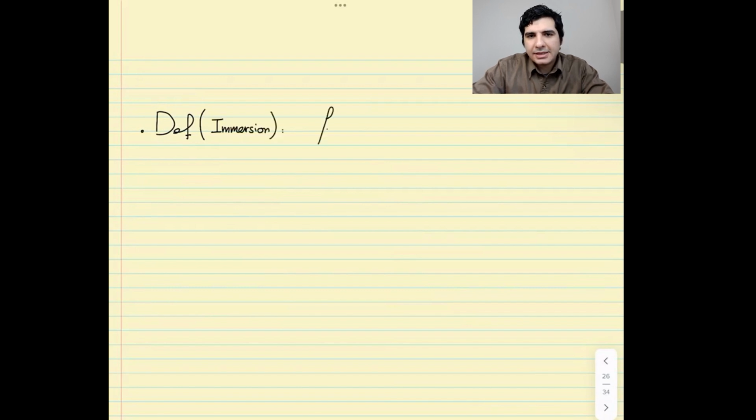Immersion. Let's say we have a map F from a smooth manifold M, let's say it's m-dimensional, to another smooth manifold N, let's say it's n-dimensional, and let's say the map is also smooth, everything is smooth.